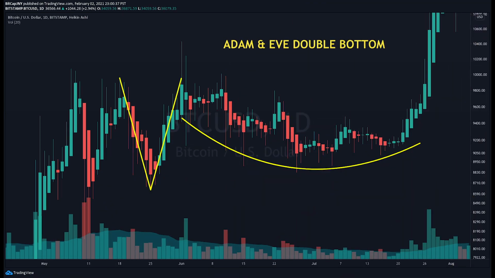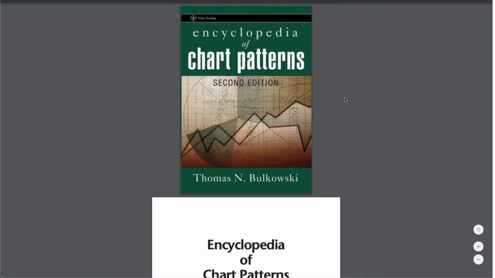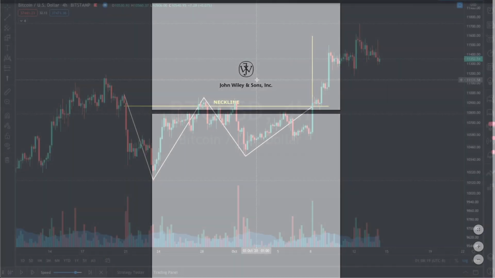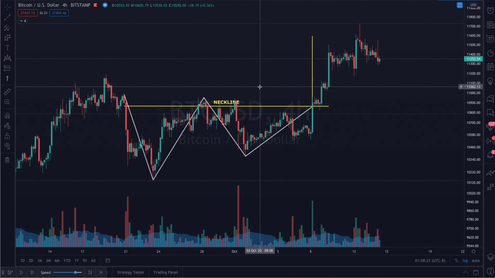If you want, again, you can go ahead and look in the second edition of Thomas Bulkowski's Encyclopedia of Chart Patterns. There are a ton of double bottoms in there for you to go in and look around and familiarize yourself with, because again, this is a very important pattern and it is something that we will see pretty often when trading Bitcoin and other cryptocurrencies.